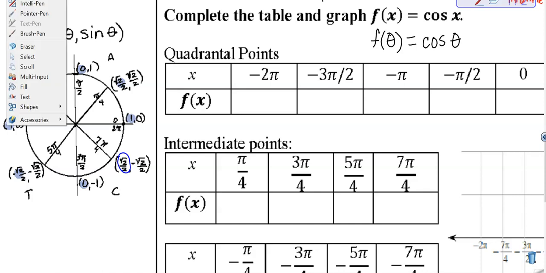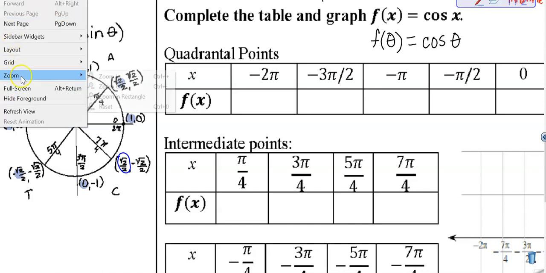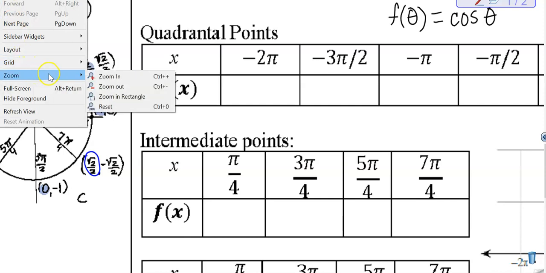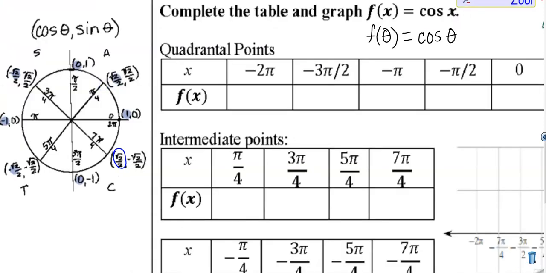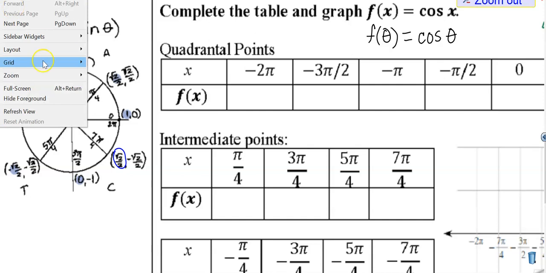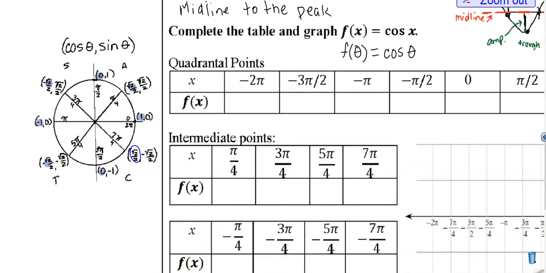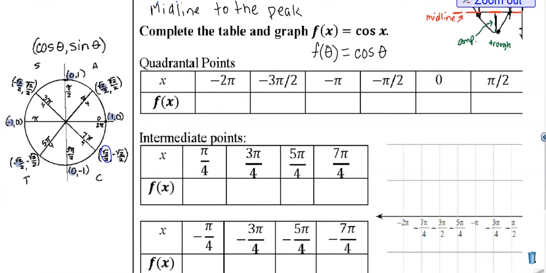Let me zoom out a little bit so that I can see the whole thing. I wish the shortcuts worked on this and I didn't have to do this, but they don't. It's really frustrating. Thank you for your patience. Okay. I can scroll back and forth.